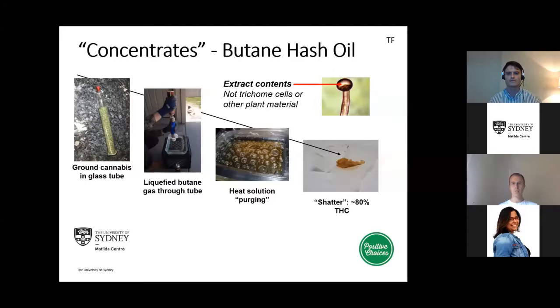I should add that people have moved to more safe methods of extraction, such as CO2. But one of the risks, particularly in illicit environments, is that a method like this is very easy to do, as you can see with the rudimentary equipment. And so it's particularly in illegal environments when this kind of production method could be taken forward and potentially go wrong.